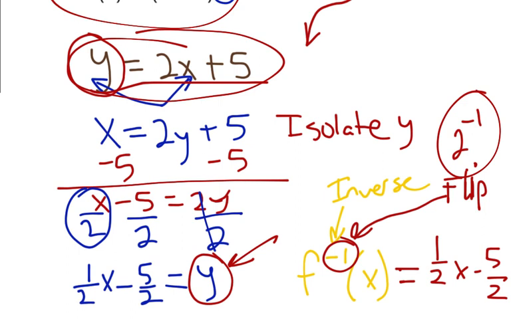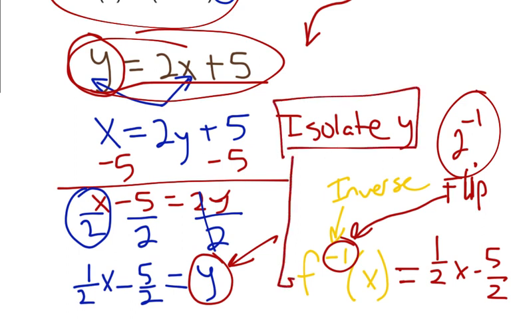So the whole process, there's just two steps: switch x and y, and then isolate y. And then at the end, just rewrite it with the inverse notation. Okay? So now we're going to do the same thing with the second problem. So let me go ahead and erase.